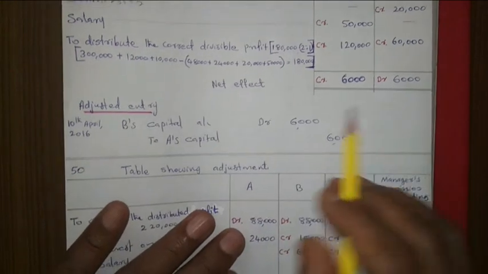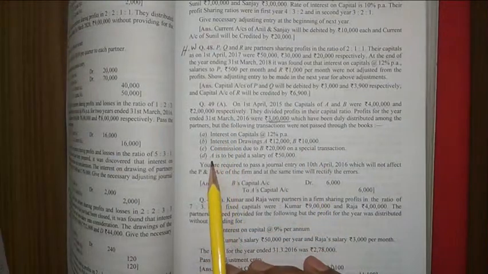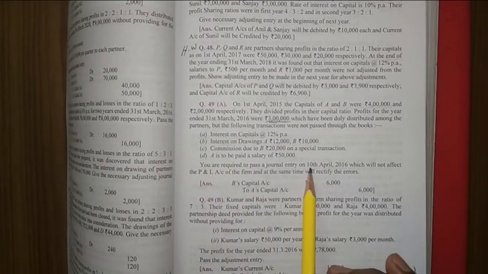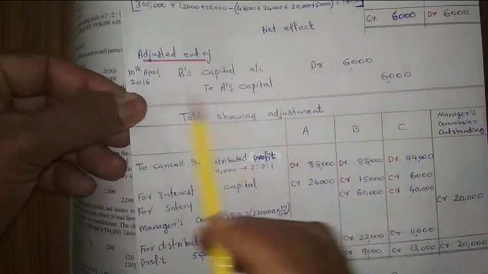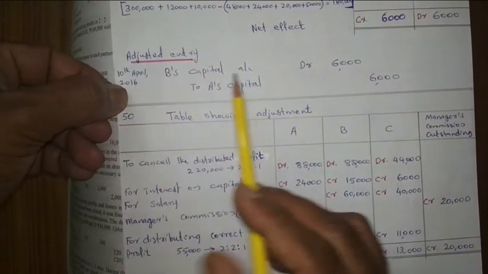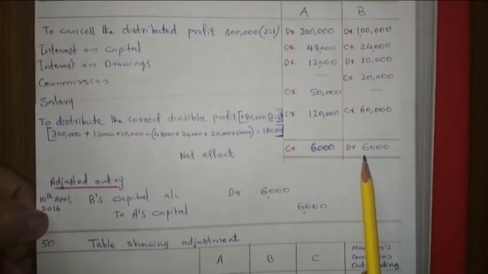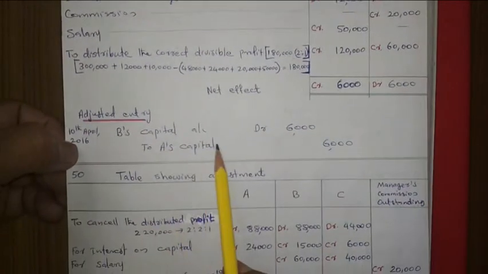Then the entry will be coming. It is saying that they passed the entry on 10th April. That is why I have written that date. You are required to pass a journal entry on 10th April 2016. That is why the date 10th April 2016 is given. The entry will be: debit B's capital account and credit A's capital account.